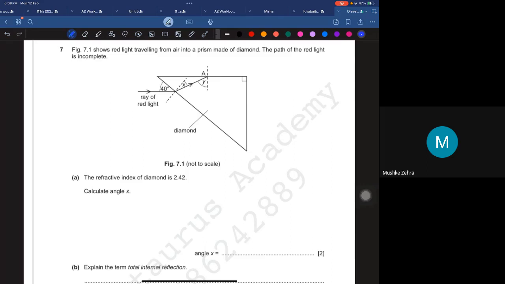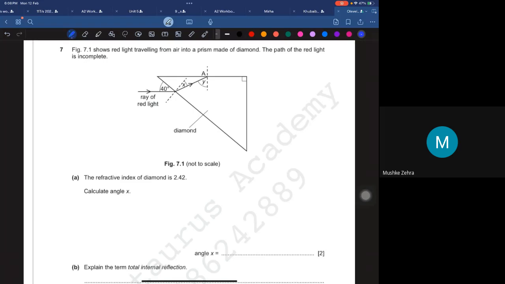In this question, it basically says that there's a red light traveling from air into a prism made of diamond. Okay, that's pretty good. Very expensive prism then. The path of the red light is incomplete. The refractive index of diamond is 2.42. What do you think X is going to be?